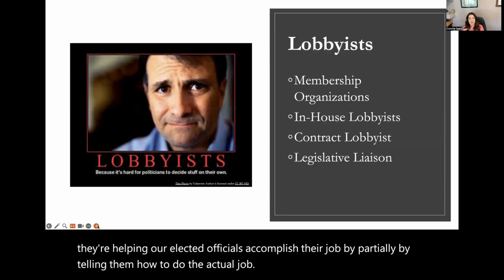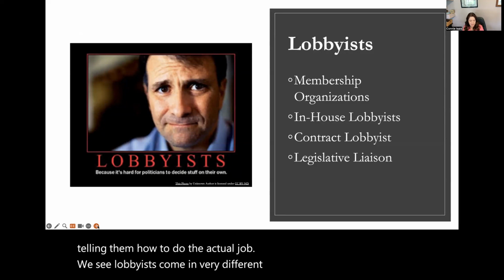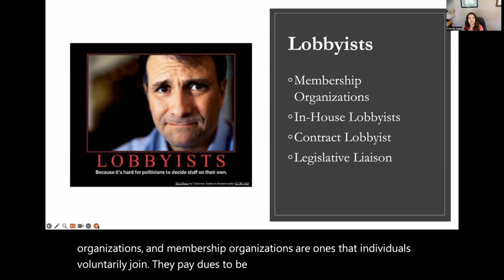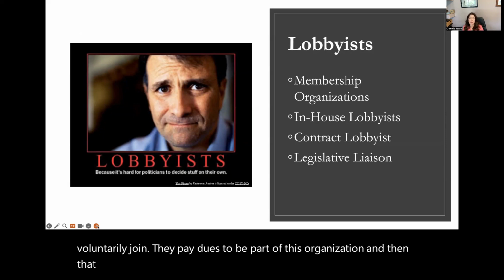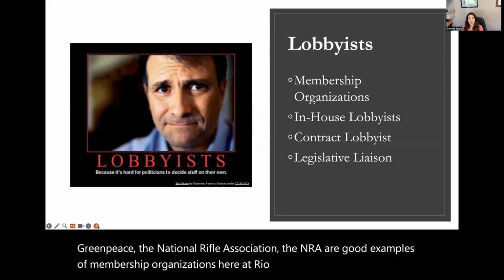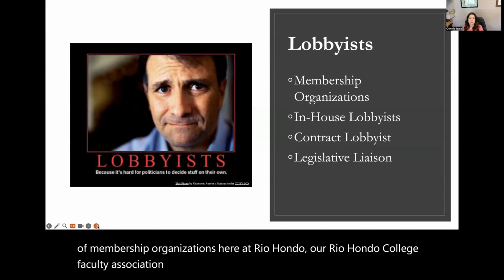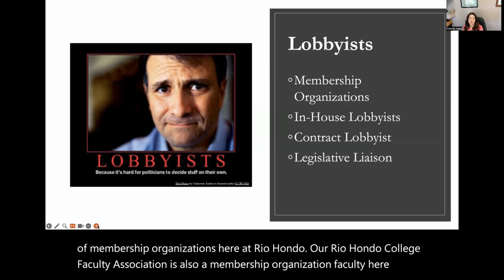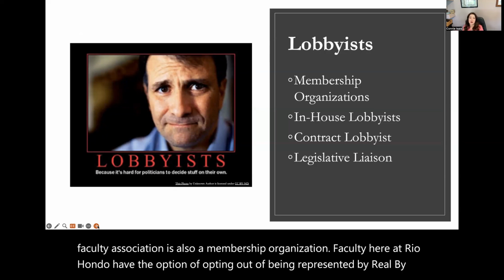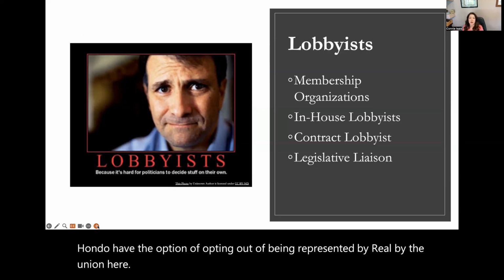We see lobbyists come in very different forms. We have membership organizations, and membership organizations are ones that individuals voluntarily join. They pay dues to be part of this organization, and then that organization lobbies on their behalf. Organizations like PETA, Greenpeace, and the National Rifle Association, the NRA, are good examples of membership organizations. Here at Rio Hondo, our Rio Hondo College Faculty Association is also a membership organization. Faculty here at Rio Hondo have the option of opting out of being represented by the union here, but most faculty are members and pay dues.